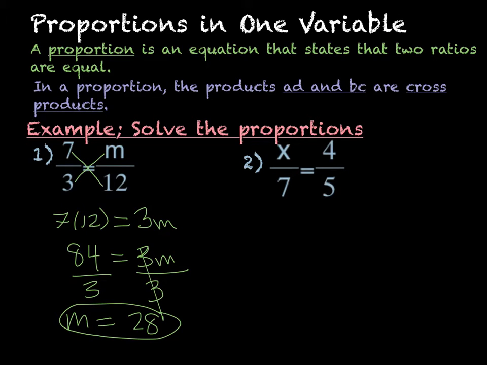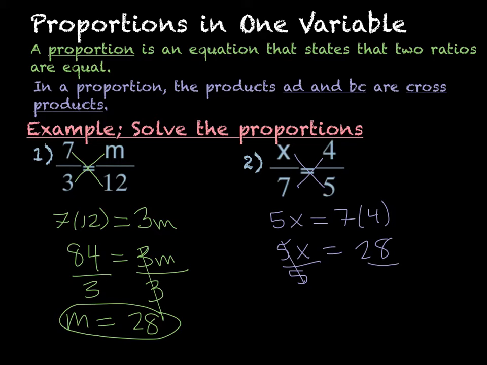And the next one, x over 7 equals 4 over 5. So I cross multiply. So I have 5 times x equal to 7 times 4. 7 times 4 is 28. Divide by 5. So x equals 28 fifths, and you could write that as a decimal, but I prefer fractions, so just leave it as 28 over 5, because that is your simplest form.